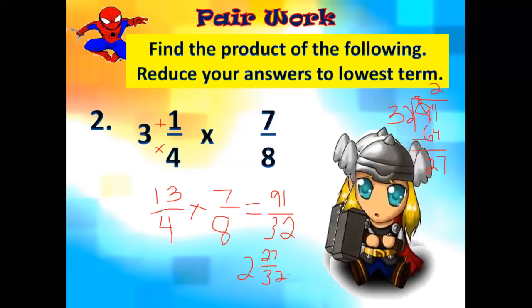So if you're going to check your fraction, it's a big number, but let's check whether it's already in lowest term. So 27 is divisible by 9, by 3, right? Or by 27. But we could not use 3, 9, and 27 to divide 32. So meaning 2 and 27/32 is the lowest term for our answer. Okay, it's already the lowest term.